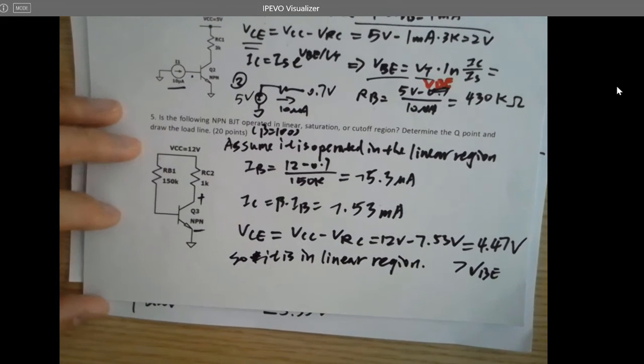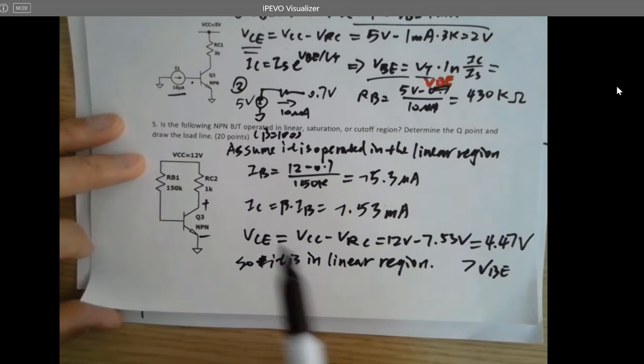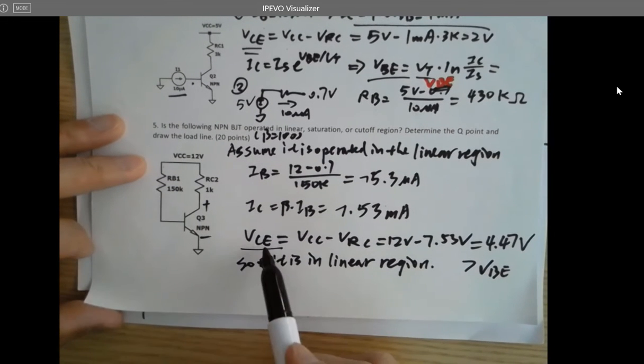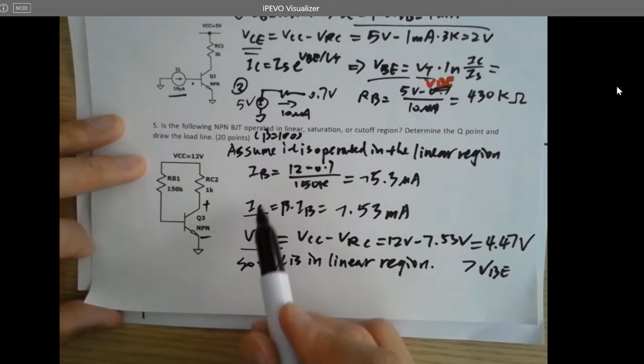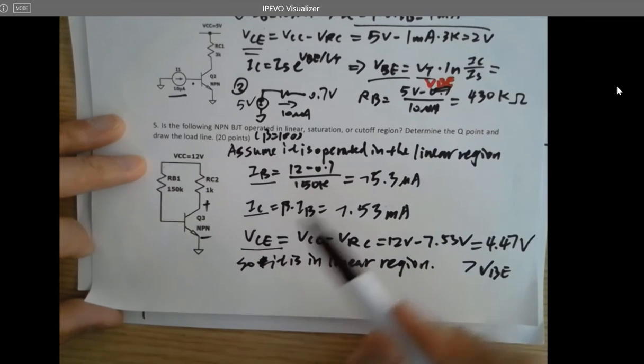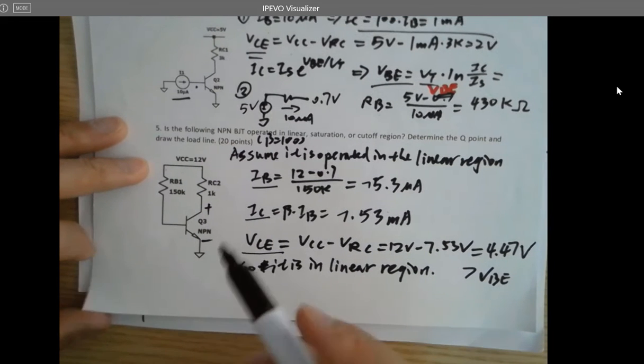Determine the Q point. It's calculated, so that's already biased. It's already biased at VCEQ. So all these values are the Q points, and they are already calculated. Just directly use these numbers. And draw the load line.